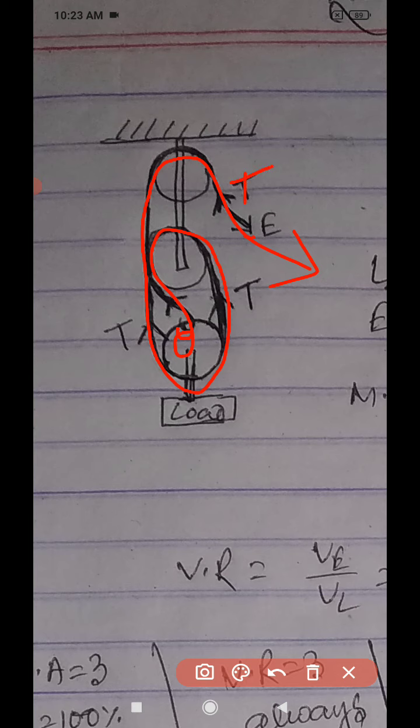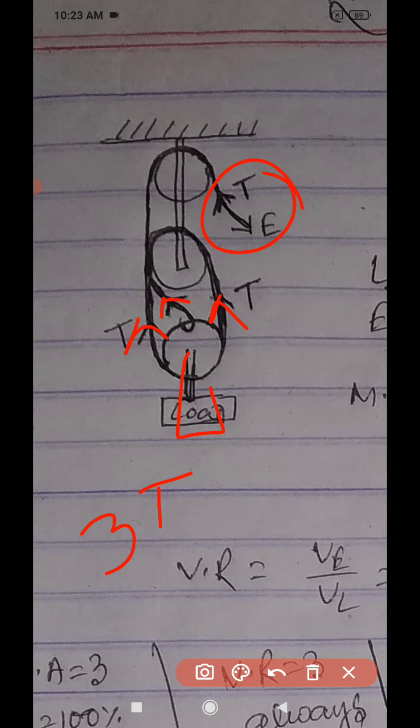Now students, I told you we will find the mechanical advantage. Very easy, there is nothing. So here is the load. This load is balanced by 1T, 2T, 3T. Another T is there, no, only the effort is balancing this T.